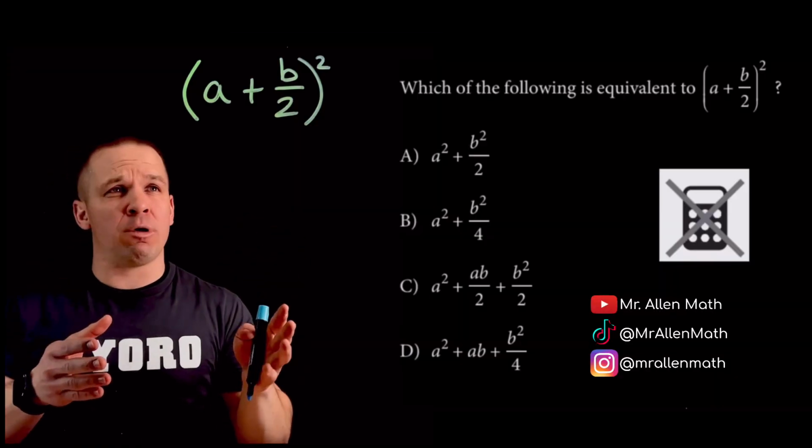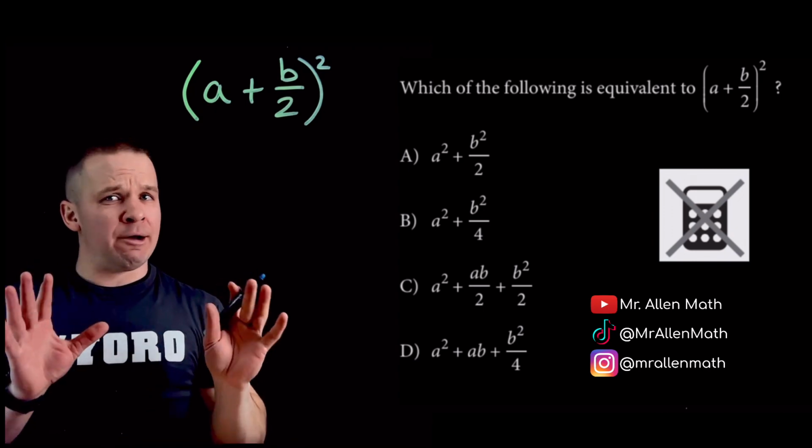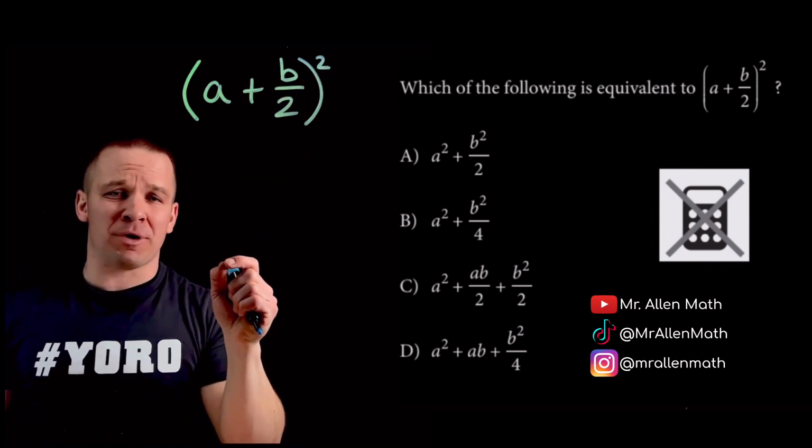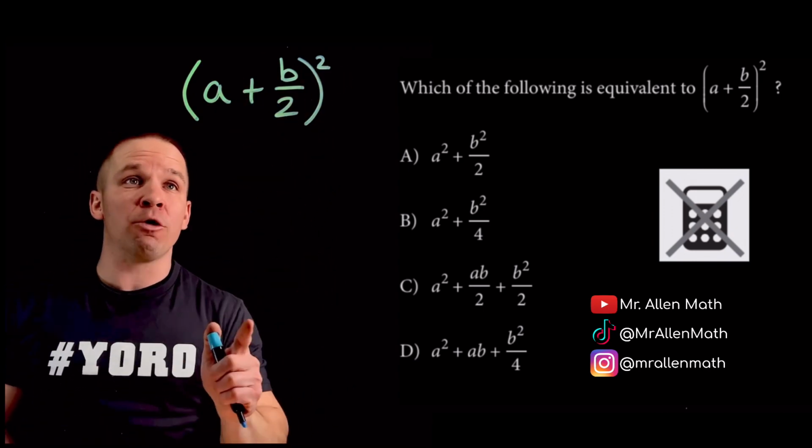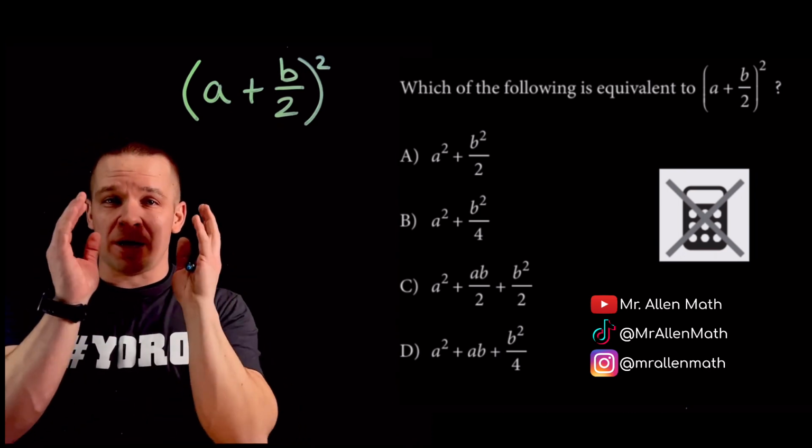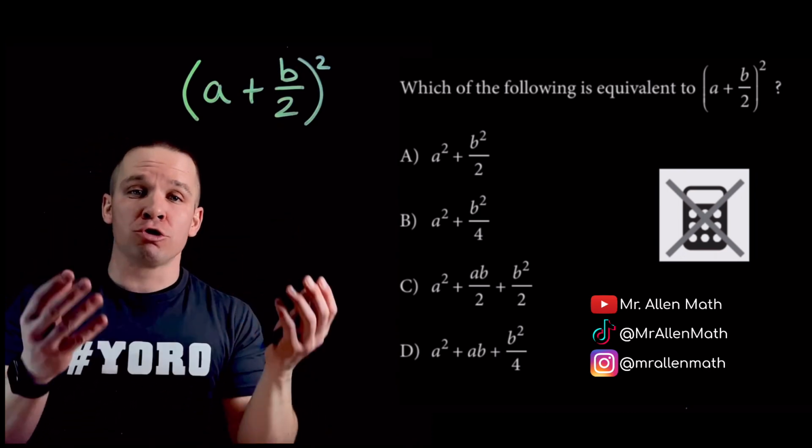Which of the following is equivalent to this binomial square? Now, I know it's tempting to just distribute that 2 into the parentheses. That is a no-no, man. That is not okay, all right? We got to rewrite this as a binomial times a binomial, then distribute or FOIL.